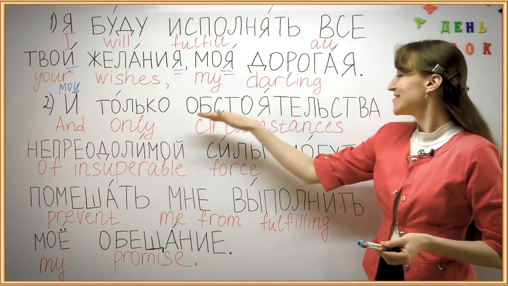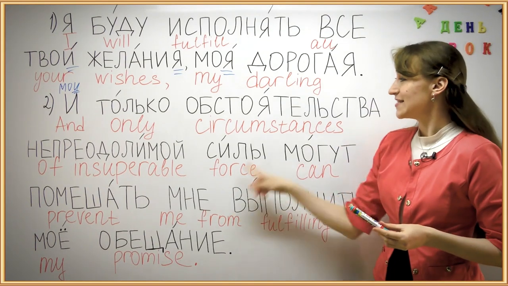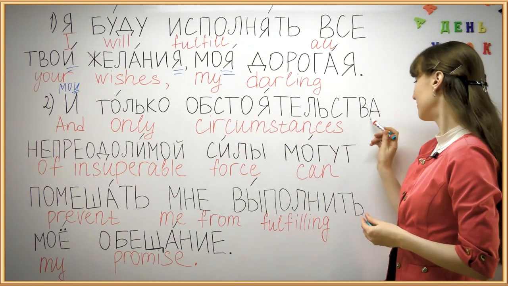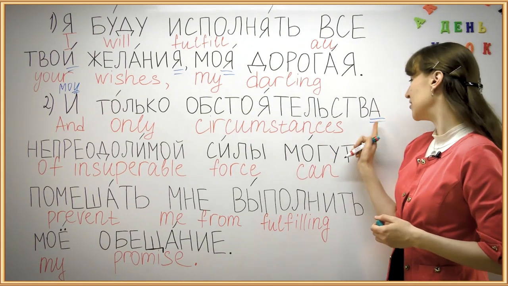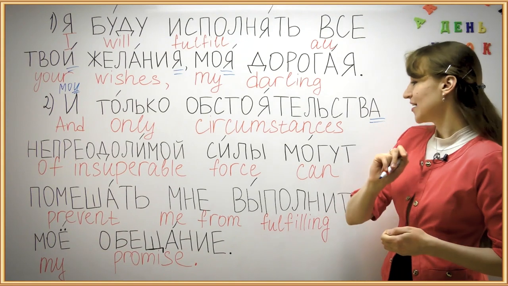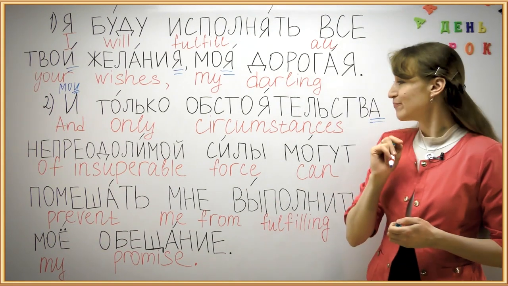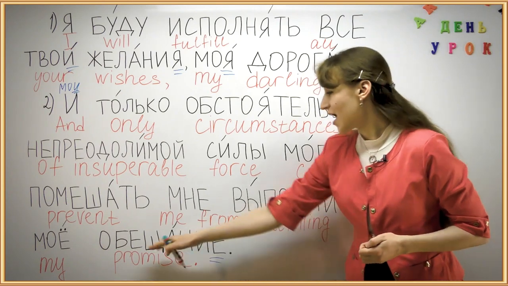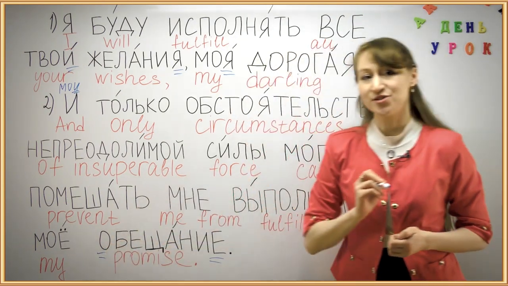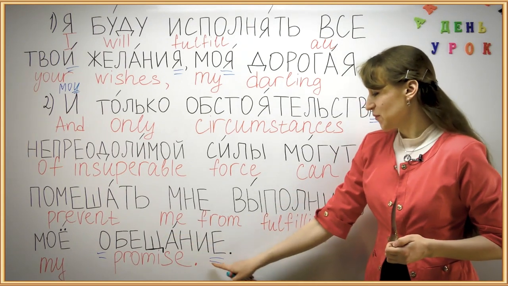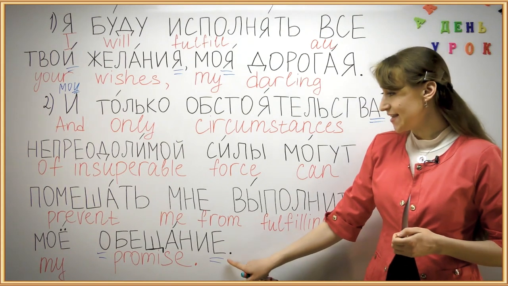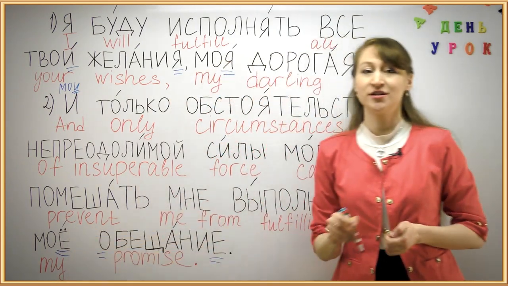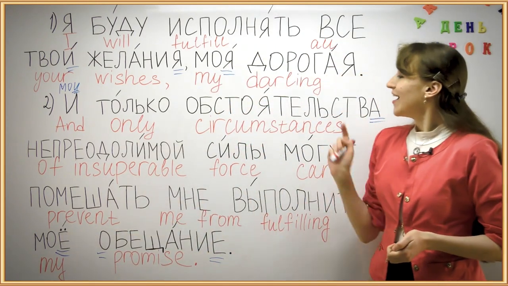Okay? So now let's find the plural noun in the second phrase. Remember this word, обстоятельства. Right? Circumstances, neutral noun in the plural form, hard ending a. Anything else here in the plural form? No. But we have another neutral noun, this time in the singular form. Обещание. Unstressed o. Обещание. Promise. Soft, singular, neutral ending е. And it agrees with the word my, мое. Мое is also neutral. Very good.